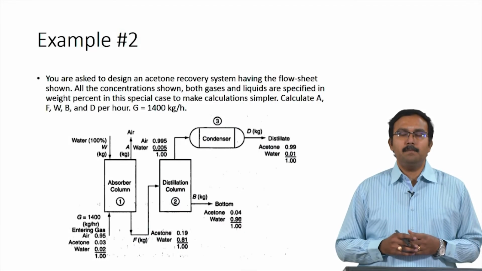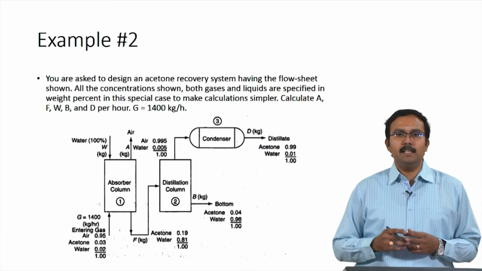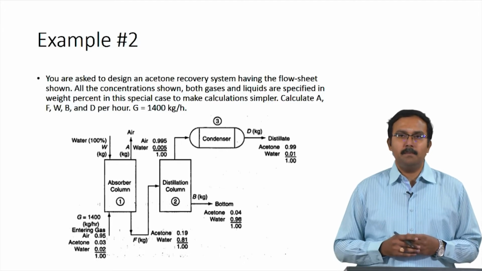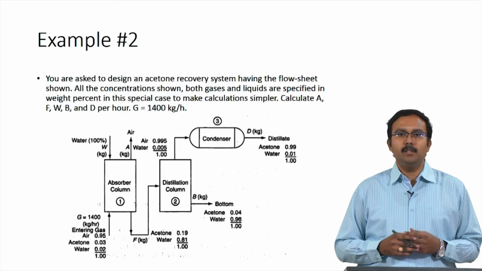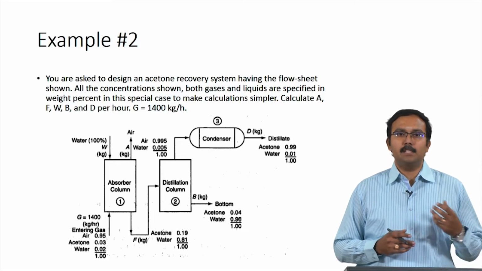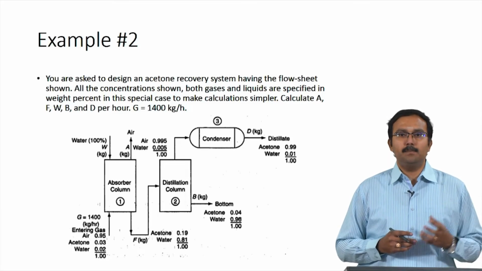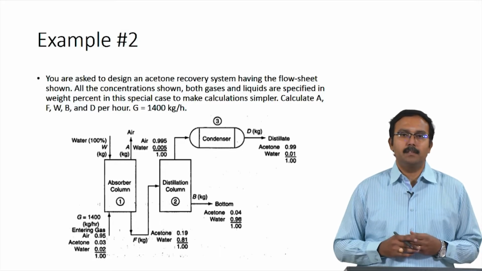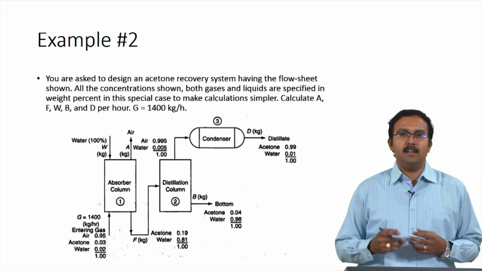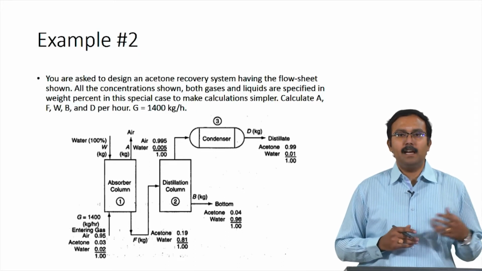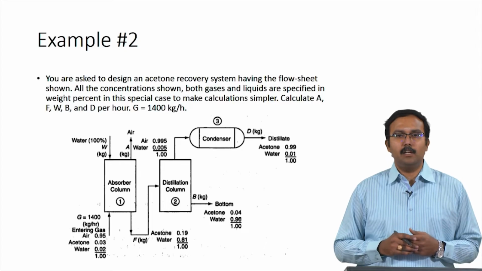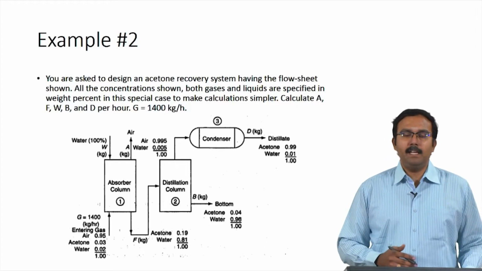So, here is one example problem where we will try to approach the problem slightly differently. The problem statement is you are asked to design an acetone recovery system having the flow sheet which is shown below. All the concentrations shown, both gases and liquids, are specified in weight percent in this special case to make the calculation simpler. You are asked to calculate A, F, W, B and D per hour. You are also given that G is 1400 kilograms per hour. So, the problem gives you many information.